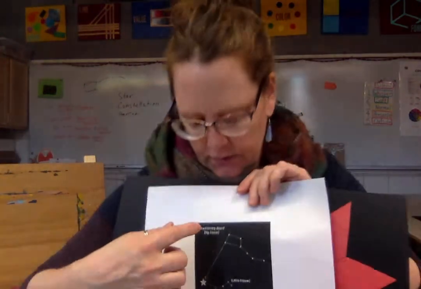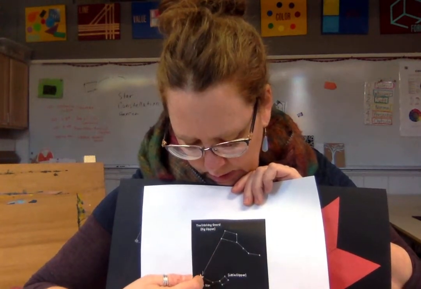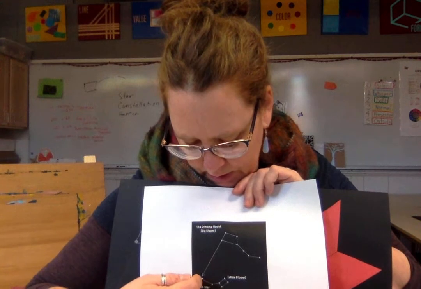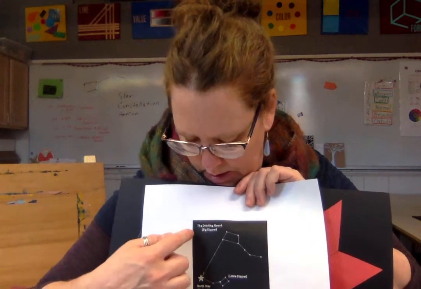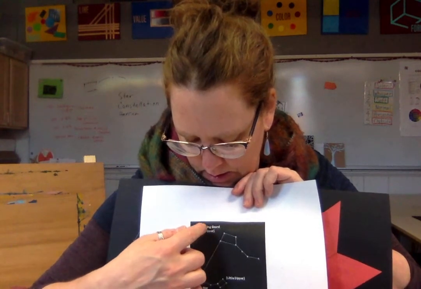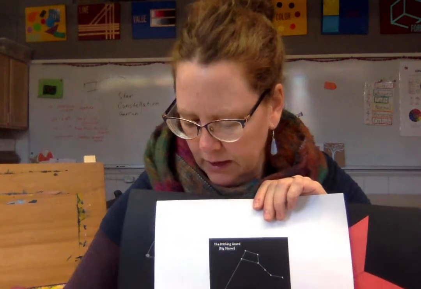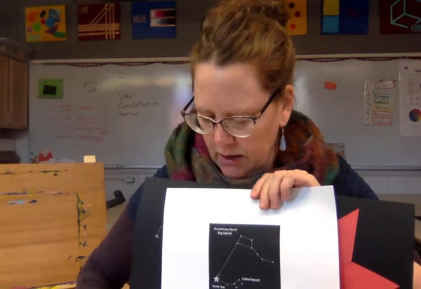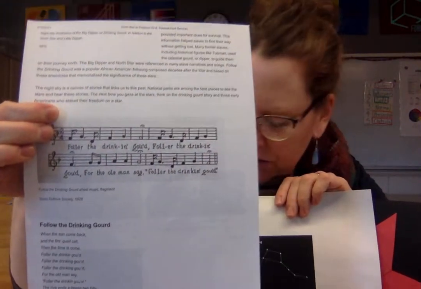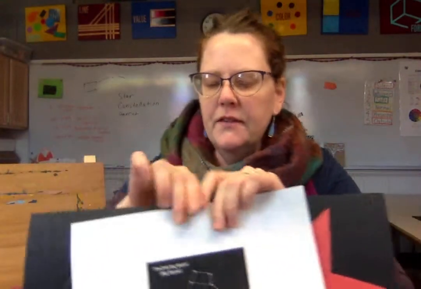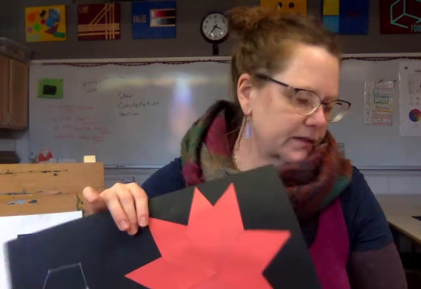partly because if you look at the Big Dipper and it connects to the Little Dipper, the tail of the Little Dipper is the North Star. African Americans called this the drinking gourd, and there's also a song that was created, Follow the Drinking Gourd. There's a lot of connections and a lot of big ideas through this project.